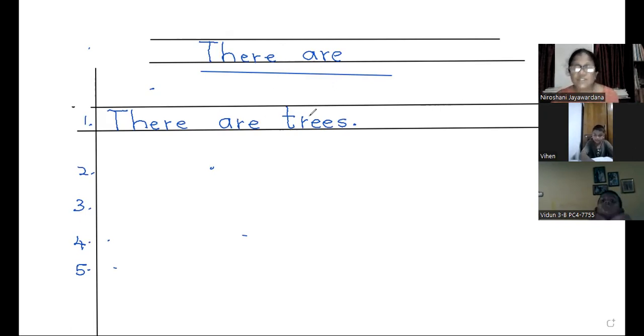You are given a picture. In higher classes they give a picture to describe the picture. Then you want to use this sentence pattern: there is, there are. What should you remember? If it is there is, you must put a or an correctly. If it is plural, you add an s sound at the end to make the plural noun. There are, right? Then you want to talk about plural things. Right, who can describe the picture first? Who can start first, Vidun?